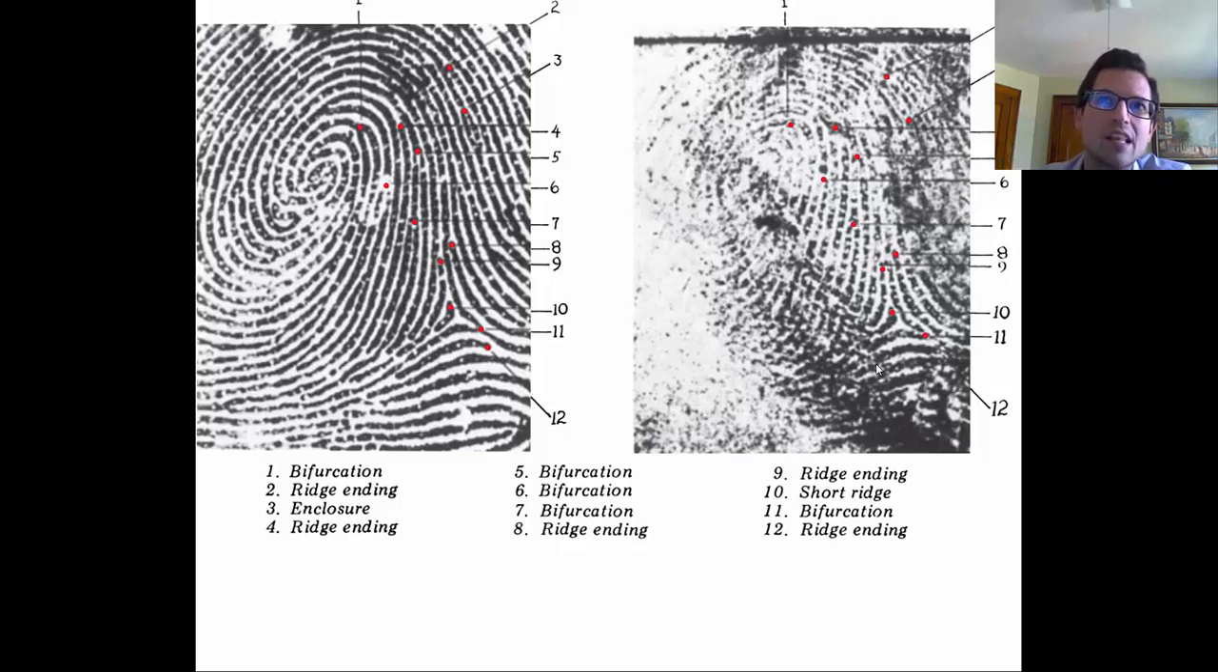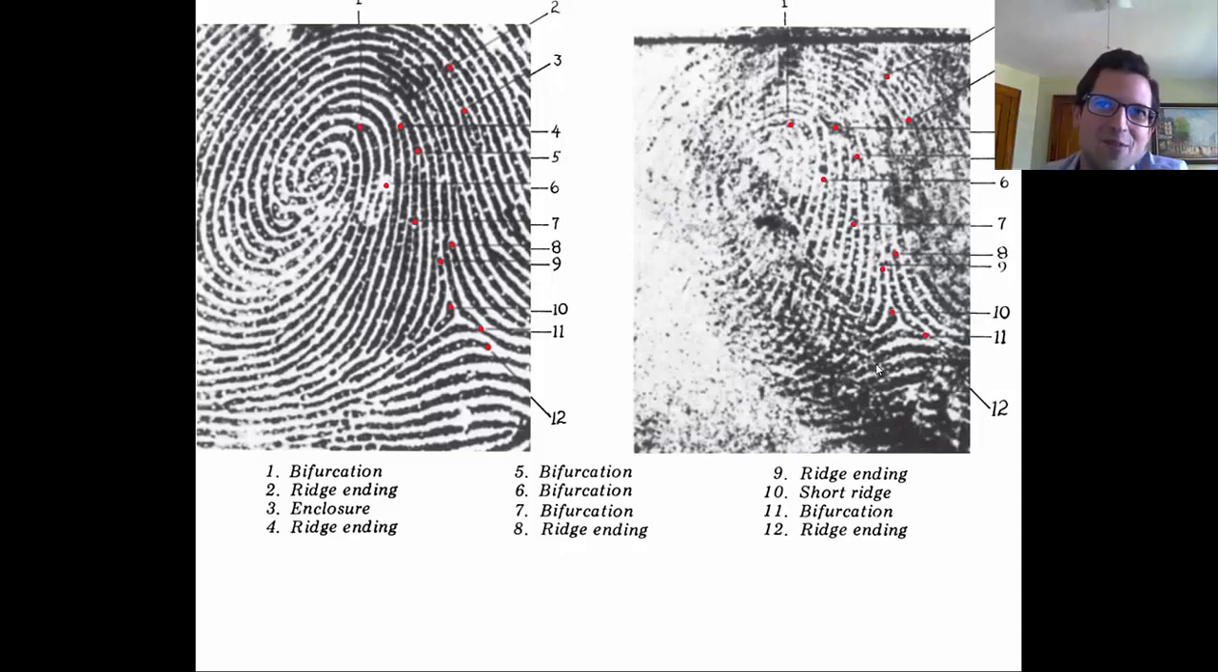And one of the things that I'd like to draw your attention to, the reason that I added these red dots, is so that you can verify that not only are all of these characteristics present, but they're present in the same pattern. So if you look at the pattern, sort of try and ignore the fingerprint underneath, and just look at the pattern of the red dots on the left. Now look at the pattern of the red dots on the right.